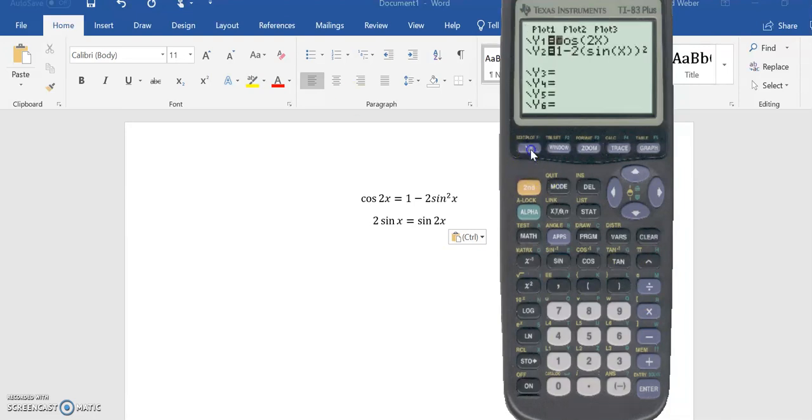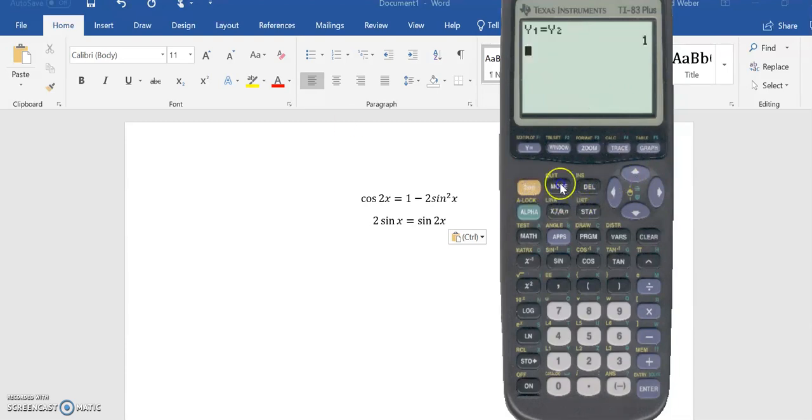Now, what will it look like if they're not an identity? So I'm going to clear these two. I'm just going to make them different. I'm going to keep going down here. So 2 sine x, and then sine 2x. Okay? So first, if you graph these, you're going to get two graphs instead of one. So you can see when I graph this, oh, I got two graphs. That means it's not an identity because you didn't get the same line on both sides.